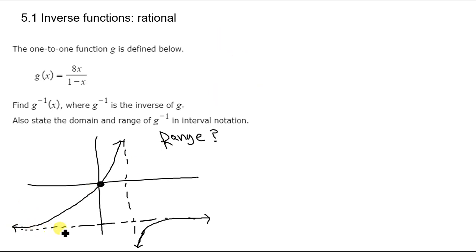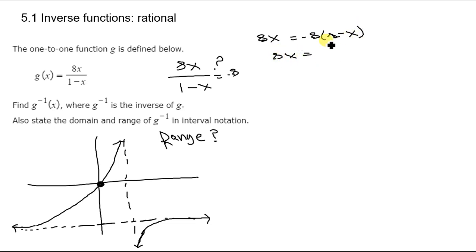I want to know, does it ever cross this height of minus 8? So let's set our function equal to minus 8. Is this ever true? Well, if this is true, let's multiply both sides by 1 minus x. Then 8x is equal to minus 8 times 1 minus x. So then 8x is equal to minus 8 plus 8x. Now let's subtract 8x from both sides. Oh, that's not true. So that's not true. That's not true, and this one's not true.